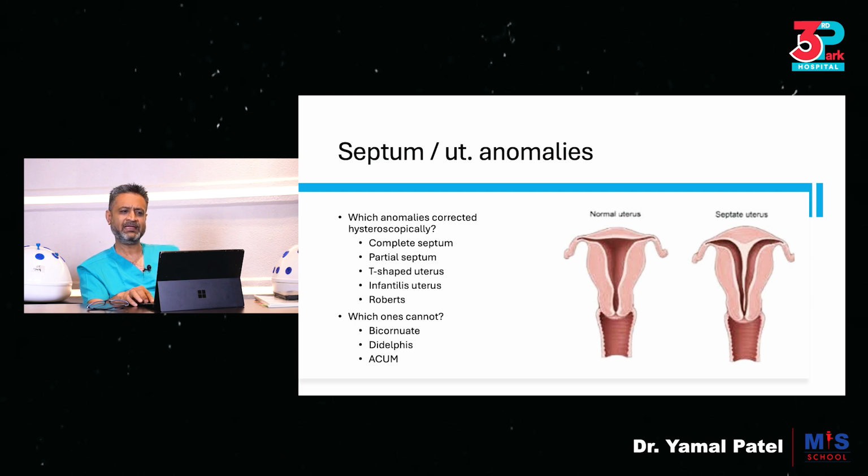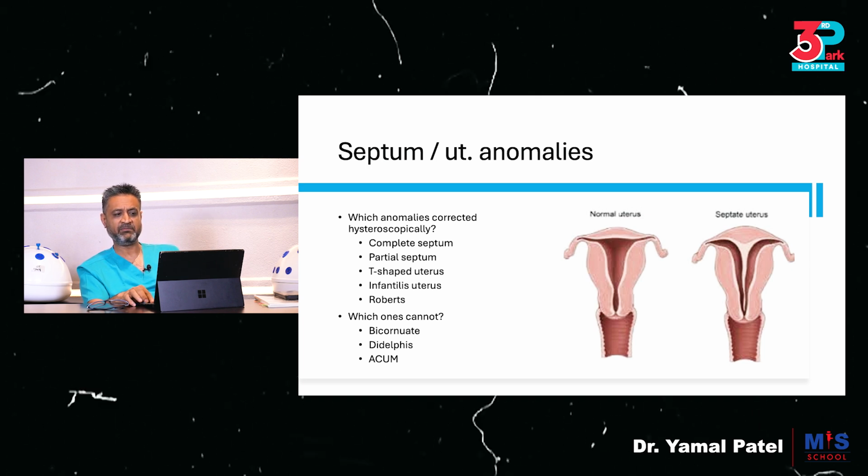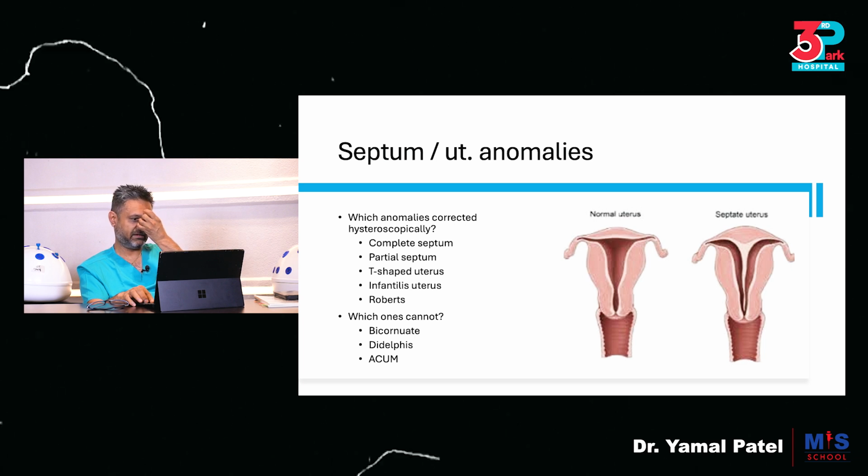Which ones normally are not corrected hysteroscopically alone? Then it's biconvex uterus, didelphys, or maybe an accessory cavitated uterine mass, ACUM, or even sometimes, let's say, a cystic adenomyoma. It's a bit difficult to do it only hysteroscopically. You may need a laparoscopic element to correct these if we have to do it.